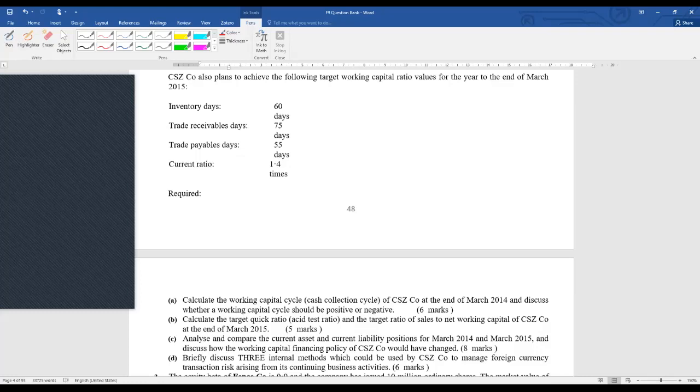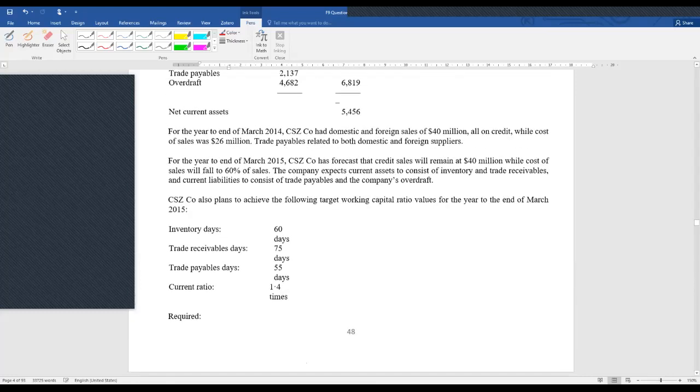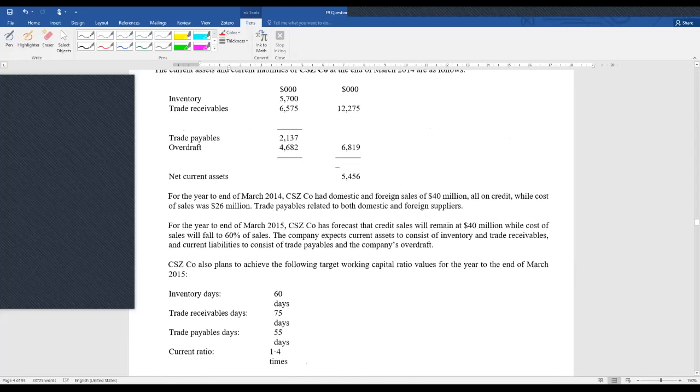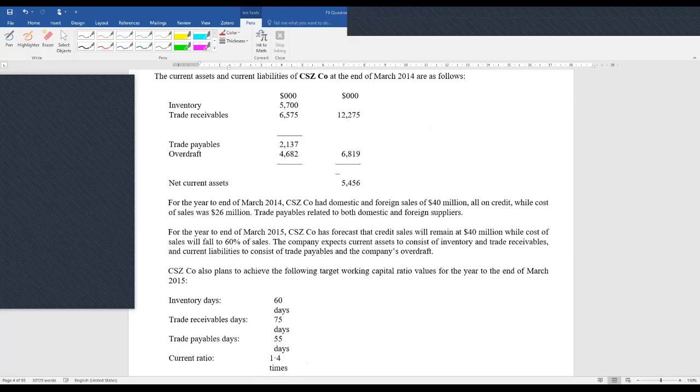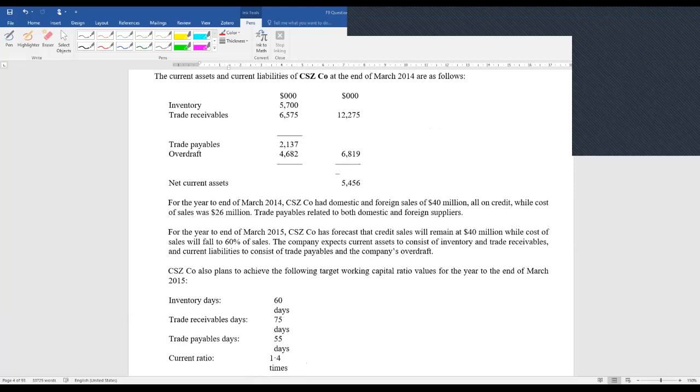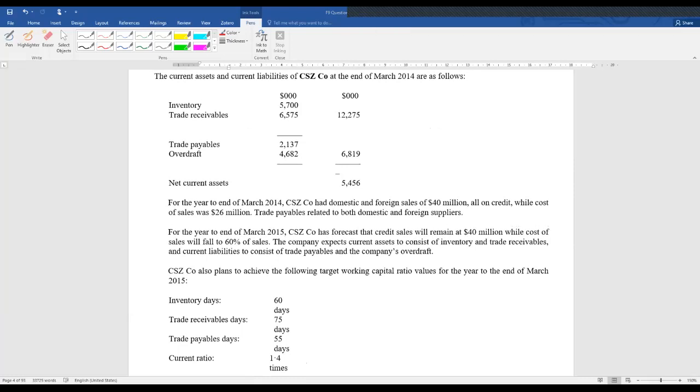I think we can do B and C. Yes. Okay, so go through it. We do B and part of C. CSZ Company, page 48, 49, part B, part C. Let's suppose that you've gone through the question. Let's attempt to read together.